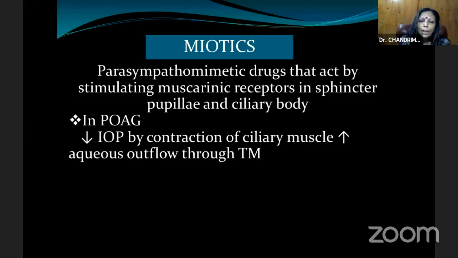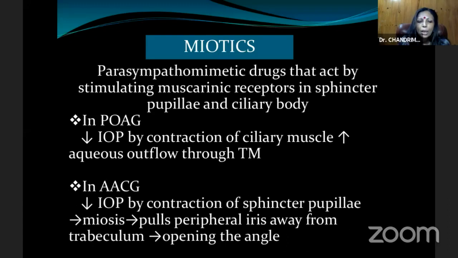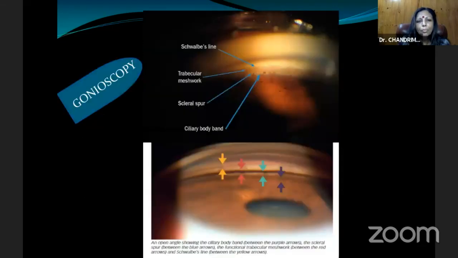In primary open-angle glaucoma, it reduces the intraocular pressure by contraction of the ciliary muscle and increases the aqueous outflow through the trabecular meshwork. In angle closure glaucoma, it reduces the intraocular pressure by contraction of the sphincter pupillae, causing miosis, and pulls the peripheral iris away from the trabeculum, opening the angle. That's more of a mechanical action.